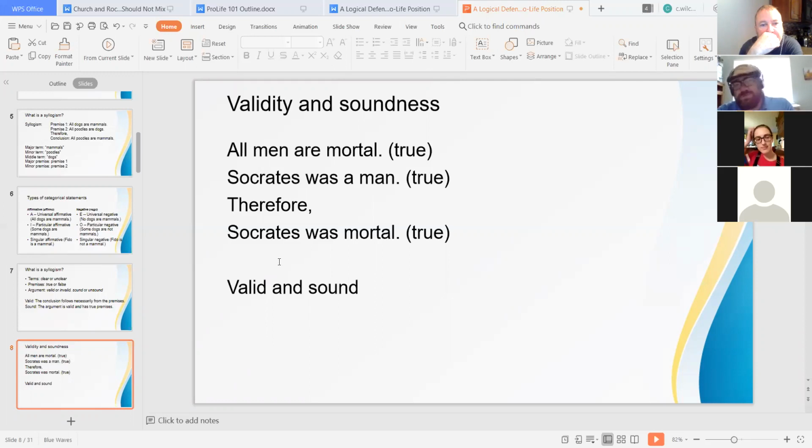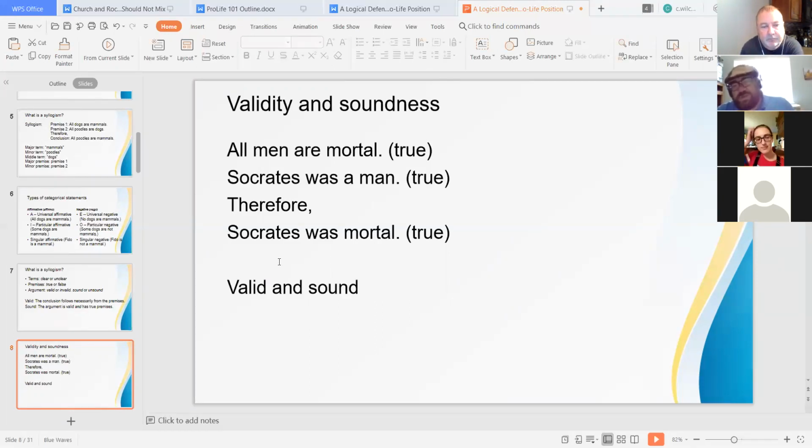And this first argument is kind of the go-to argument that they talk about when they talk about philosophy and logic and syllogisms, those kinds of things. So we have this argument which says all men are mortal. Socrates was a man. Therefore, Socrates was mortal. Now, this argument is valid because if it's true that all men are mortal and Socrates was a man, then it must be true that Socrates was mortal.